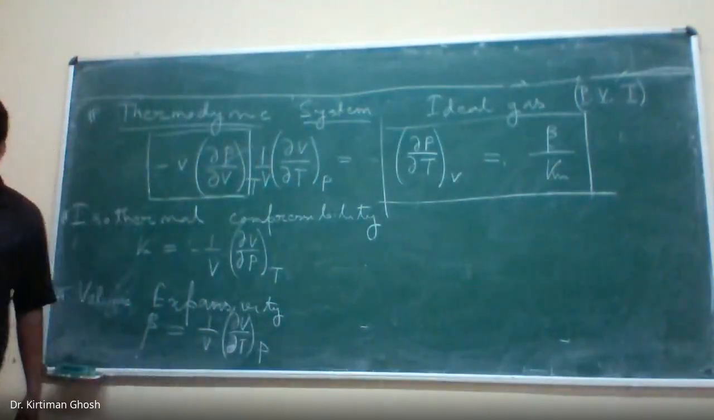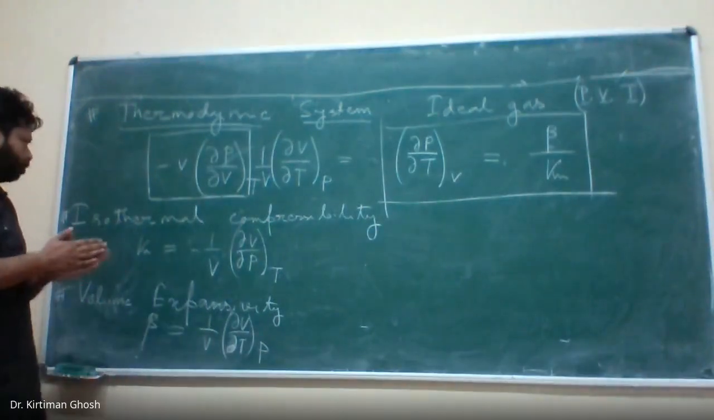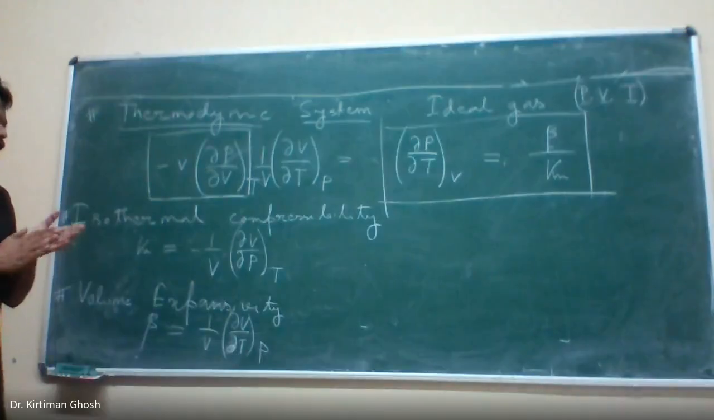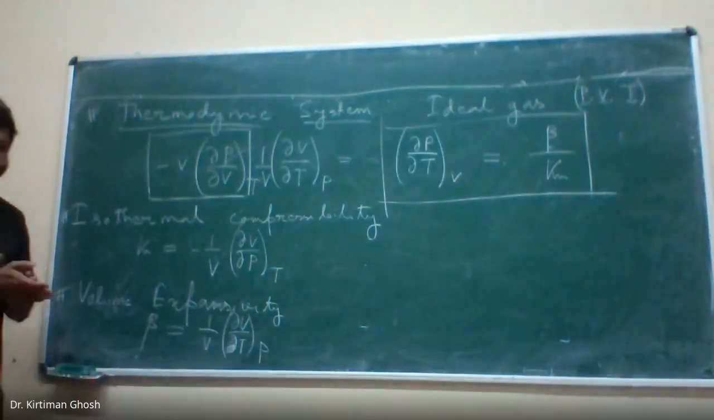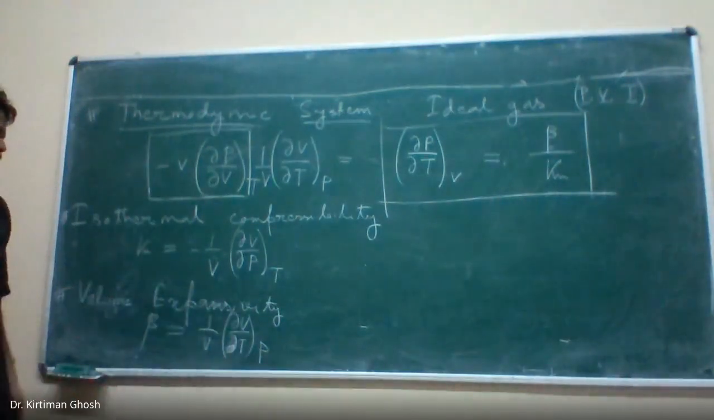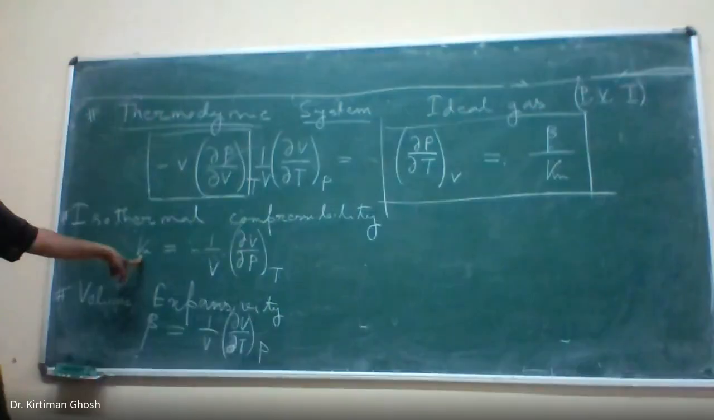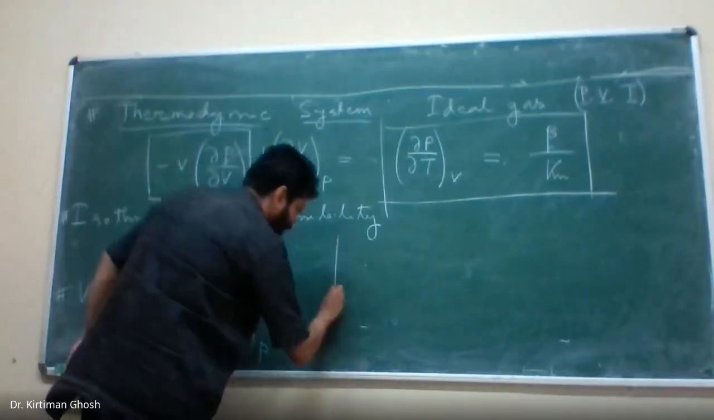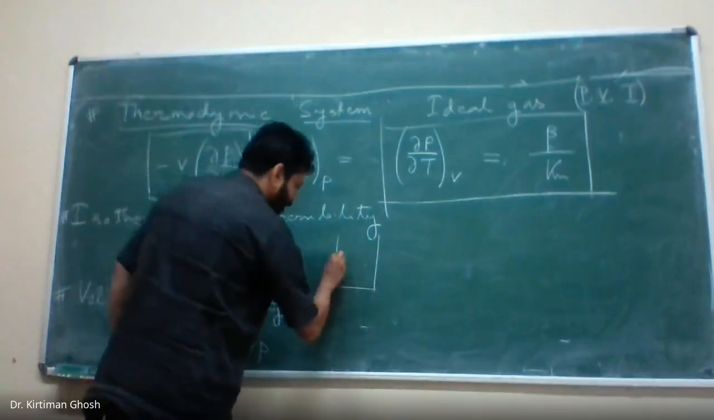Now what are this beta and kappa? I have defined some property of this ideal gas. Beta and kappa. Beta is basically the isothermal compressibility and kappa is volume expansivity. Now we can do some simple experiment to measure this quantity beta and kappa for a given system of ideal gas. Right? You can easily do an experiment. I can design a simple experiment. I can have a cylinder full of ideal gas. Okay, this is the cylinder.